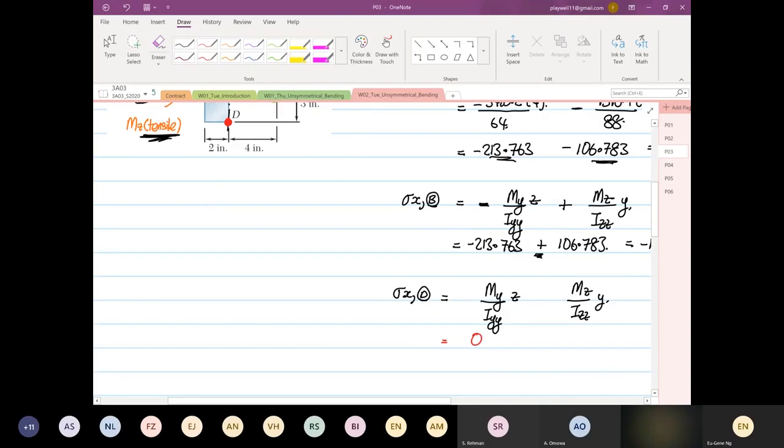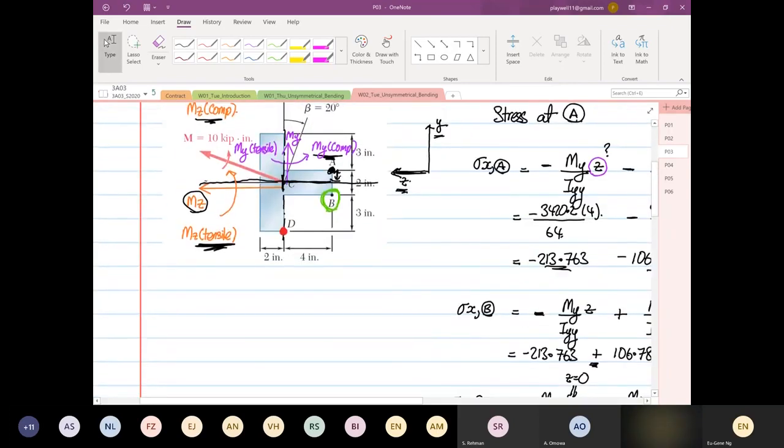0, right? This will be equal to 0. And why will this be equal to 0? Because Z is equal to 0. Okay, because at point D, about moment about Y, point D is exactly at the central axis. Okay, now you look at MZ.